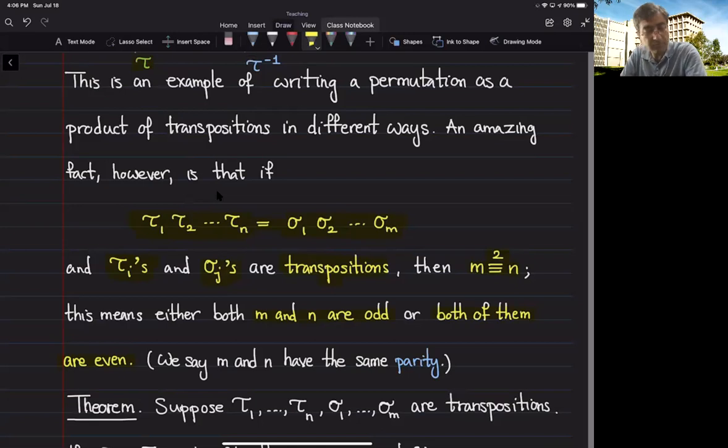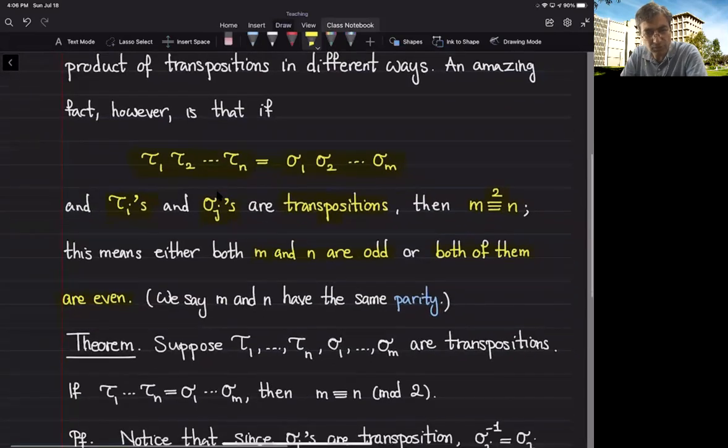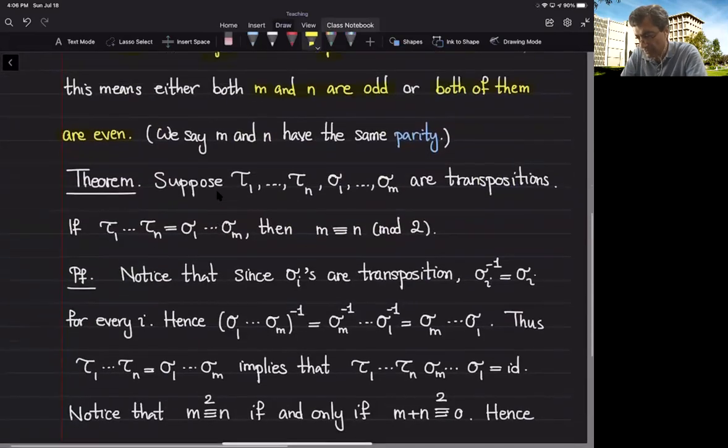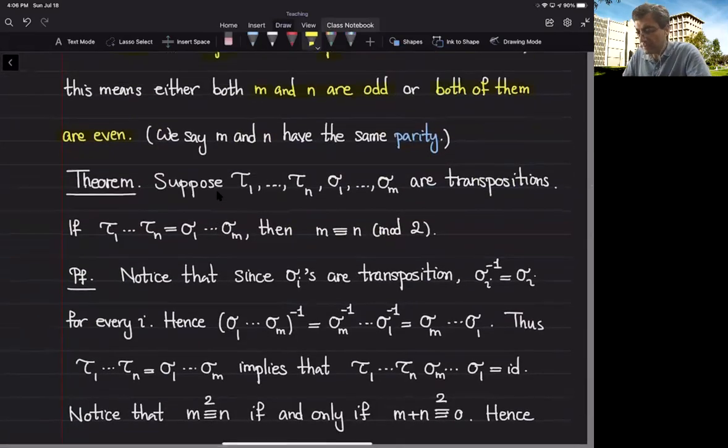Okay, so let's formulate this statement, write it down, and try to prove it. So again, what are we claiming? We are saying if the tau sub i's and sigma sub i's are transpositions, there are n tau sub i's and m sigma sub i's, and it happens that the product of the tau sub i's is equal to the product of the sigma sub i's, then m should be congruent to n modulo 2.